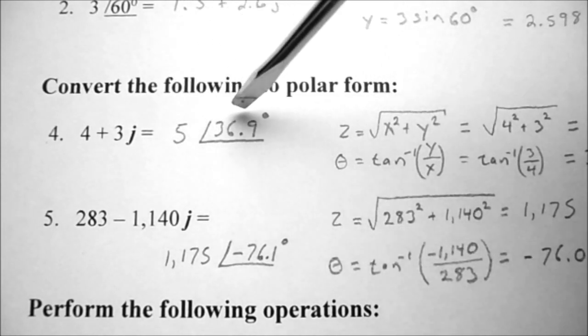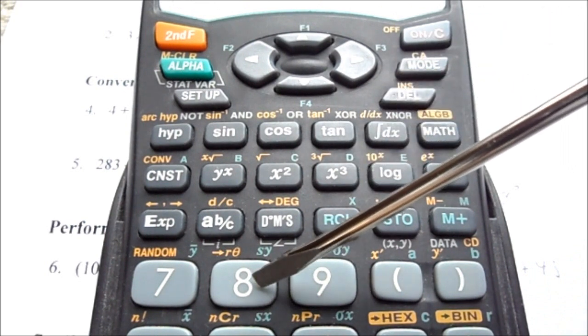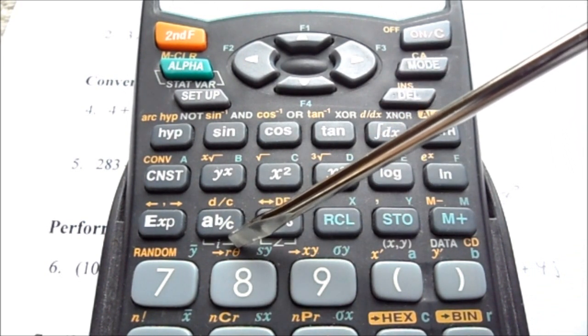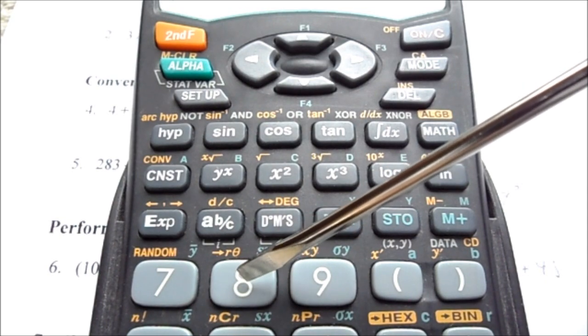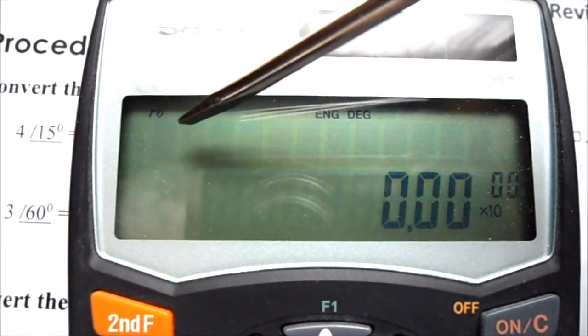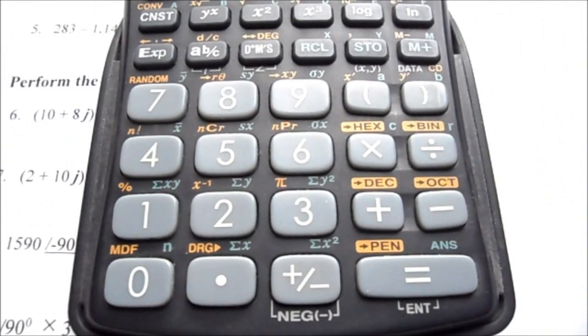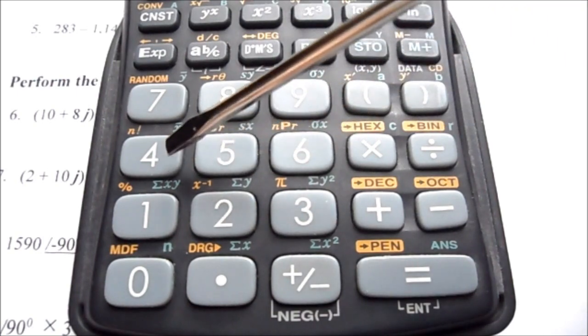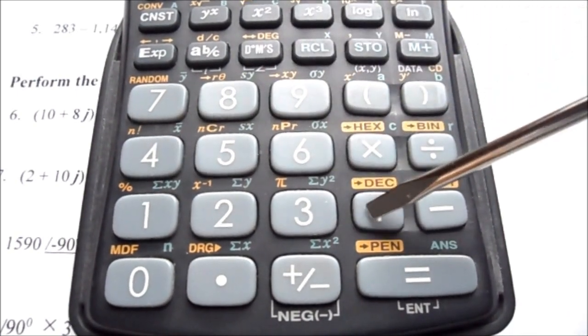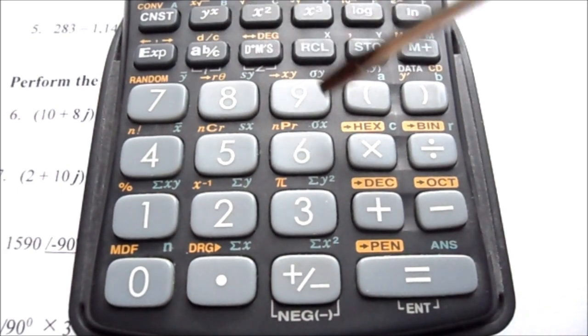So under Procedure, Step 4, we're converting to the polar form, and we have 4 plus 3j is equal to 5 at an angle of 36.9 degrees. So to convert from rectangular to polar, I'm going to press second function, and then you can see it's got an arrow, r theta, just above my 8 key, so I need to press second function 8. So now in the top left-hand corner of my screen, my calculator shows r theta. So to enter my rectangular number, I'm going to press 4 plus 3, and the i key is the A, B/C key, and then I'm going to press equal.